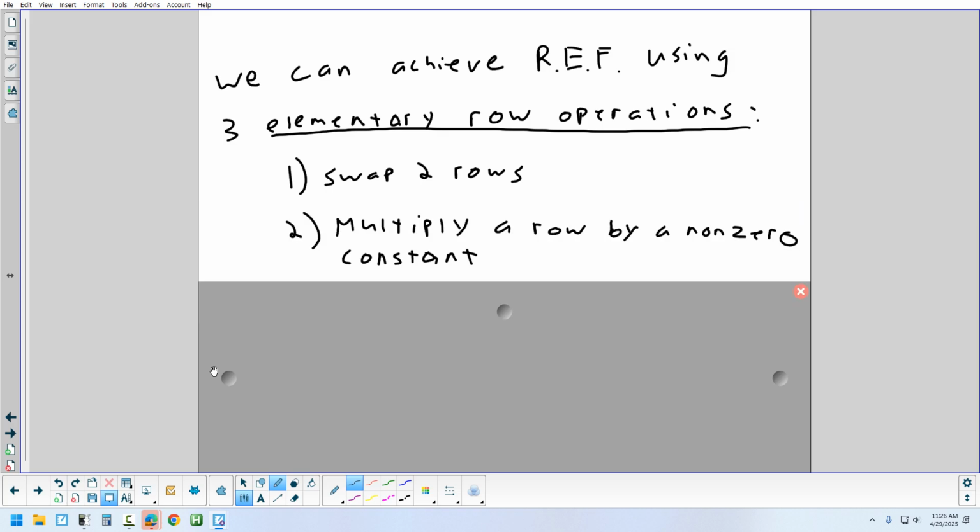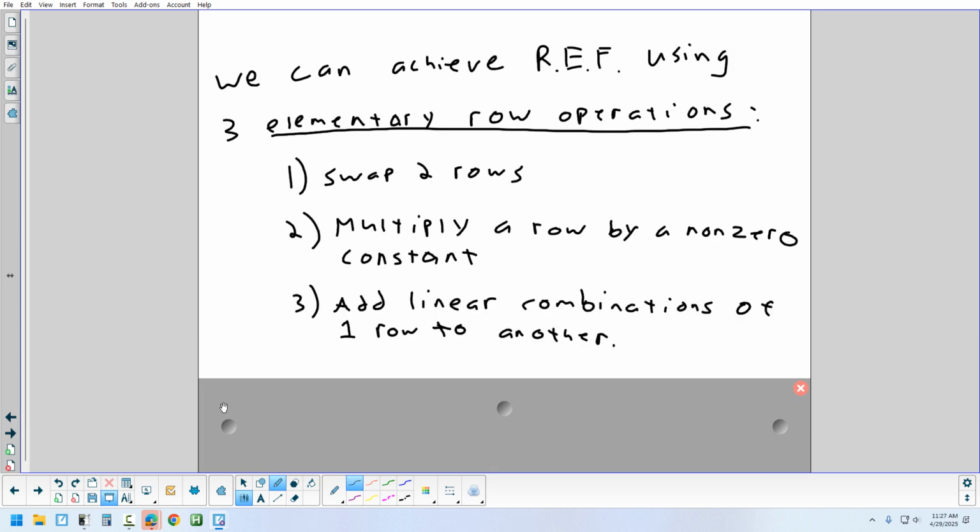The next thing you are allowed to do is you are allowed to multiply a row by a constant that's not 0. Yesterday we called this a linear combination. So you can multiply a row by any number that's not 0. But you have to do it to the whole row, not just part of the row.